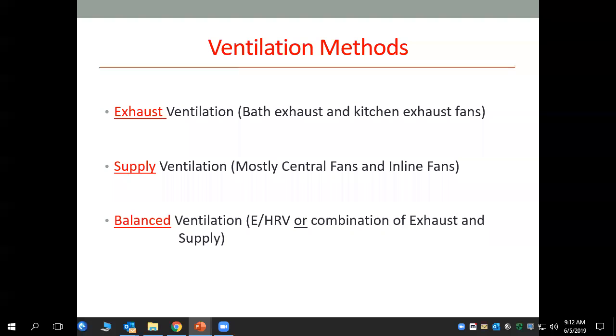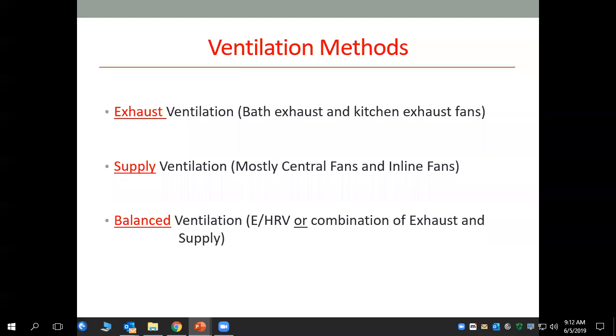All right, ventilation methods. We have 3: exhaust, supply, and balanced. Exhaust, pretty easy as a product description: bath exhaust, kitchen exhaust. Supply, what we had for many years until, not that I came up with a crazy idea, but I had one that we apply now, is mostly central fans, central integrated fans, systems like the Honeywell, April Air's got one that I installed thousands of, and then inline fans where you just bring in air, different ways to do that.